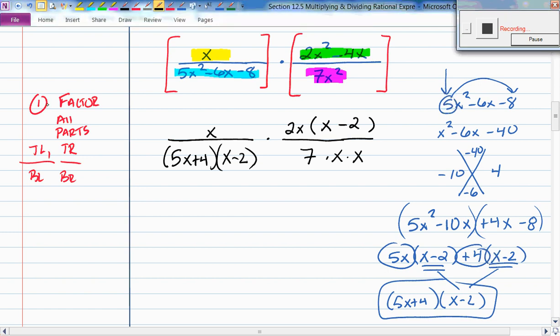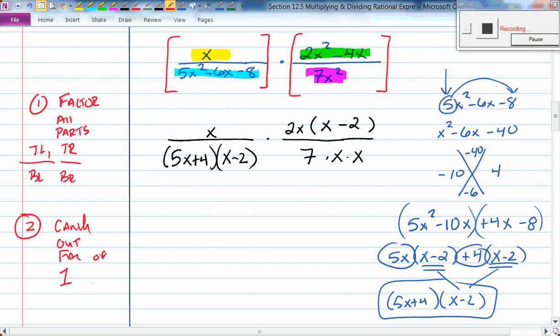So number 1, we factored all the parts. Okay? Number 2, what are we going to do next for our process here? Yeah, we're going to cancel out factors of 1.